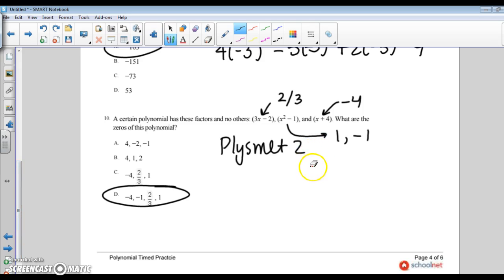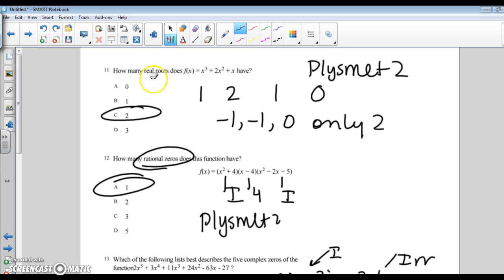Number 10, a certain polynomial has these factors. What are the zeros? Well, you can PolySmalt all of it, just individually. You PolySmalt this, you get 2/3. You PolySmalt this, you get 1 and -1. And if you PolySmalt this, you get -4. You really don't need to PolySmalt this one and this one because they're just opposite signs. 2 over 3 becomes positive. This is -4. So now you just have to PolySmalt this one. Answer is D.